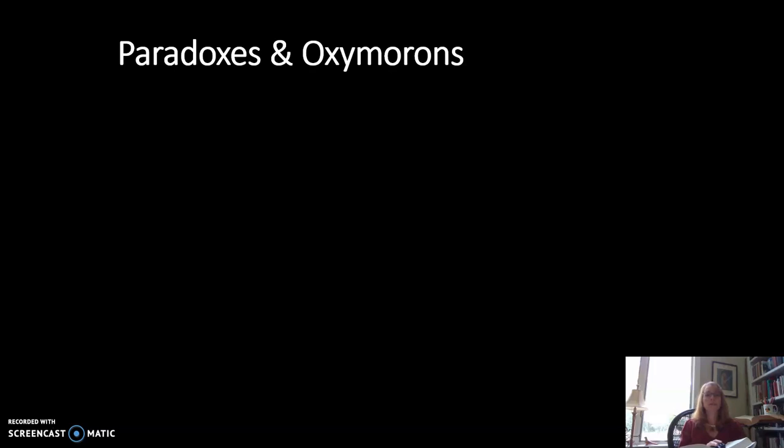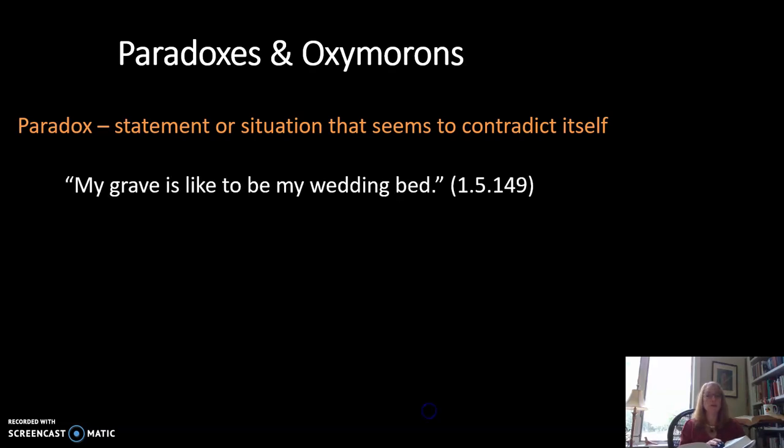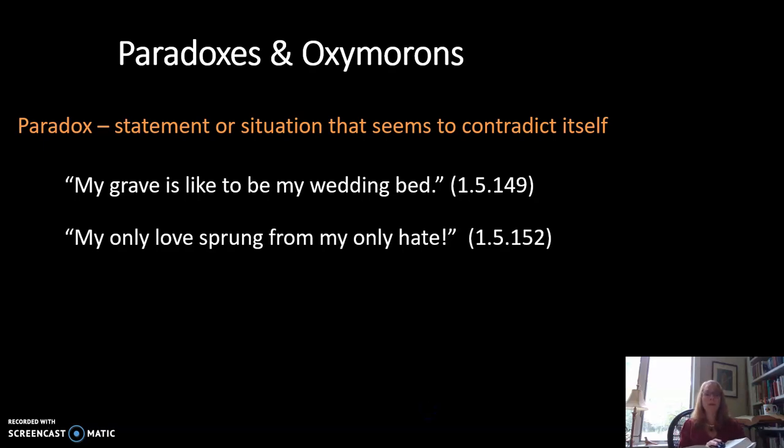Shakespeare also uses a lot of paradoxes and oxymorons in the play. A paradox is a statement or situation that seems to contradict itself, but then turns out to be true. Like when Juliet meets Romeo and says, my grave is like to be my wedding bed. Well, that turns out to be true. Or my only love sprung from my only hate. Sounds impossible, but it is true.